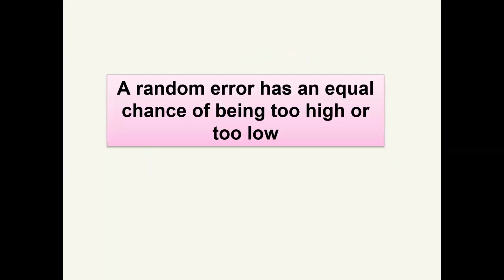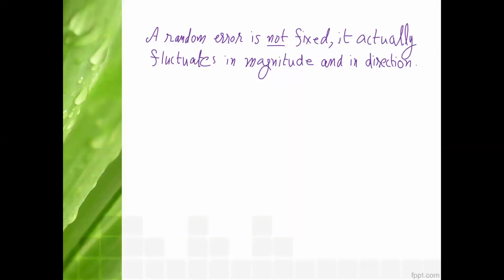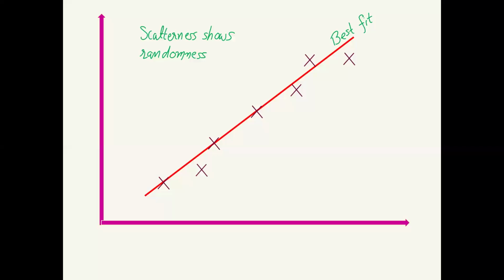Now, random error is that which can be any number, which can fluctuate. So random error is not fixed. This is how random error looks on a graph: random errors appear as crosses, jumping up and down. Look at this diagram. So random errors are not fixed. They can keep changing.